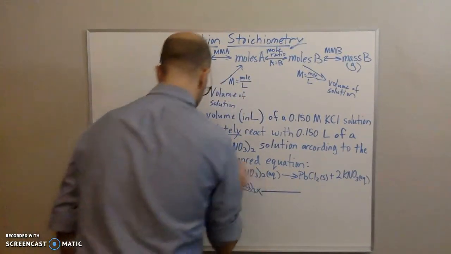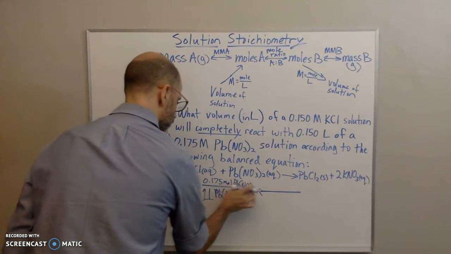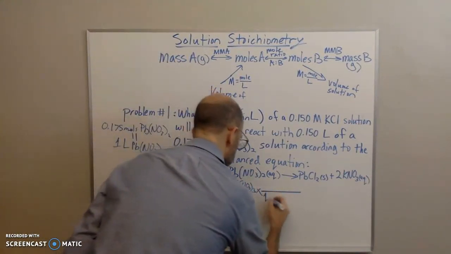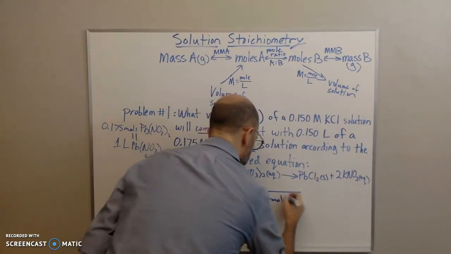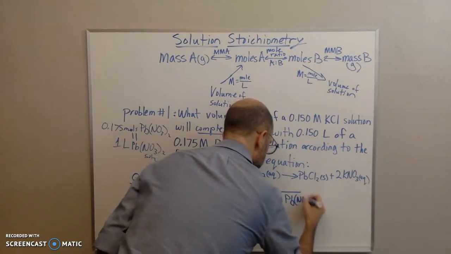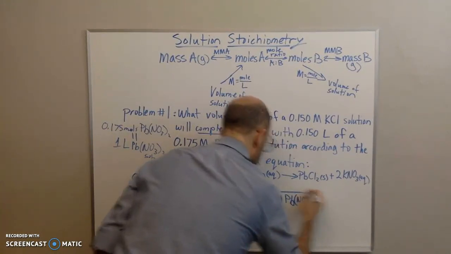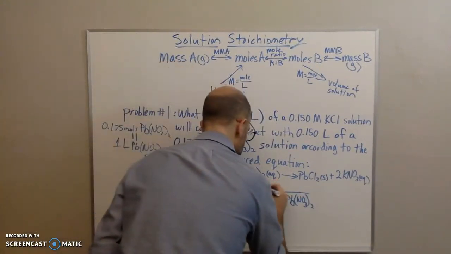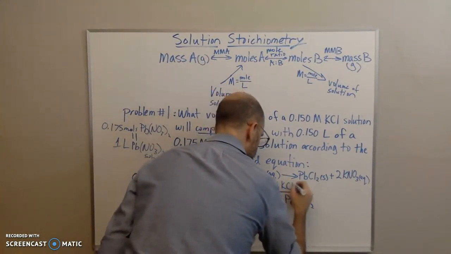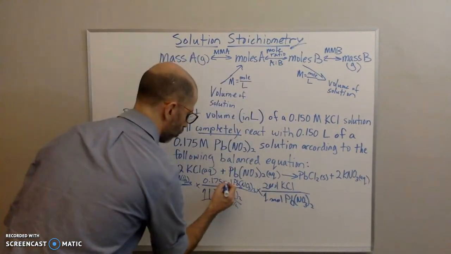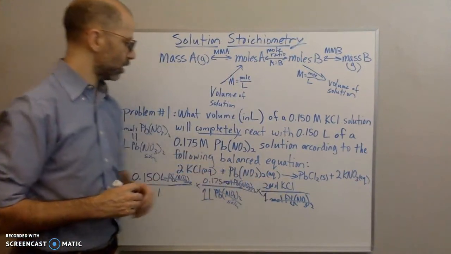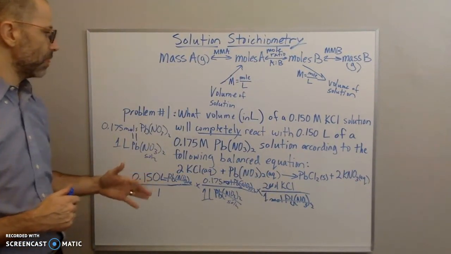So here we have moles of lead nitrate on the top. So I'm going to put 1 mole of the lead nitrate on the bottom, and then 2 moles of the KCl on top. So moles of the lead nitrate cancel out. Now I have moles of KCl on the top.